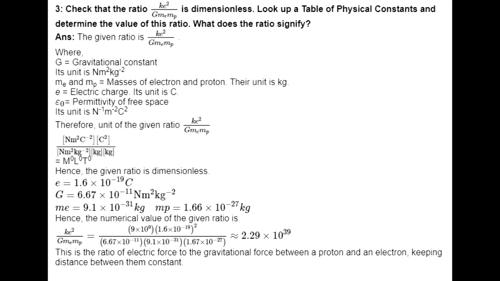Now the third question is, check that the ratio Ke squared upon G Me Mp is dimensionless. Look up the table of physical constants and determine the value of this ratio. What does the ratio signify? If you see this equation, it is the ratio of electrostatic force to gravitational force. Electrostatic force is K q1 q2 by R squared, and gravitational force is G m1 m2 by R squared.